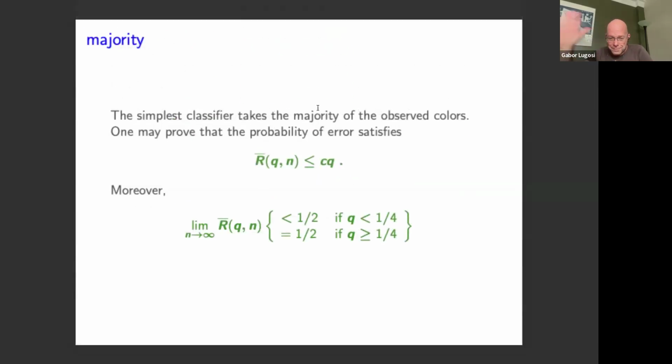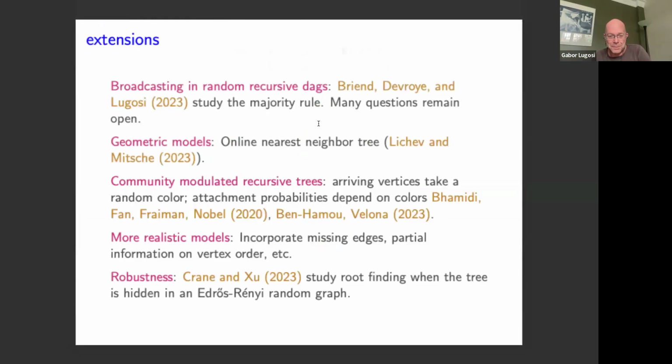Okay, so sorry for rushing this part. Let me just finish by mentioning a few extensions. We looked at the broadcasting problem in random recursive DAGs. So this extension is when there's more than one parent chosen uniformly at random, and we could study the majority rule, but many questions like optimality, what is the optimal rule, is wide open in that setting.